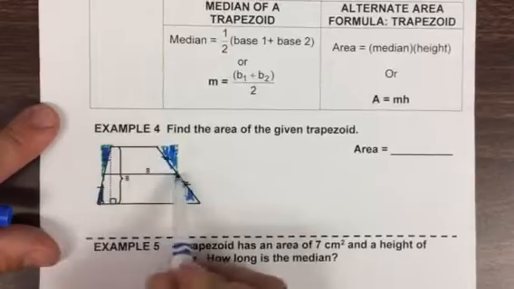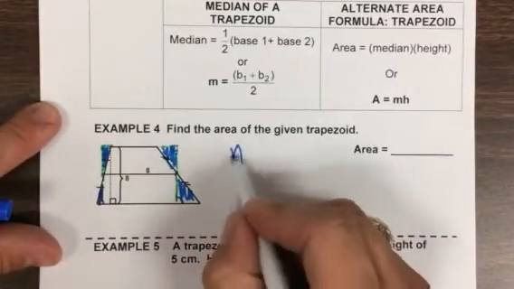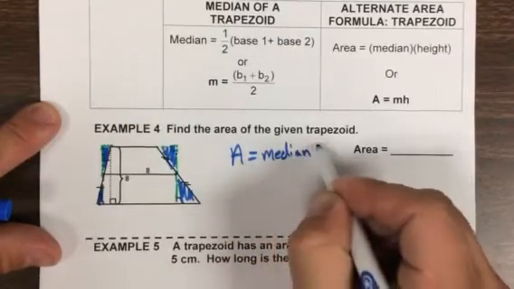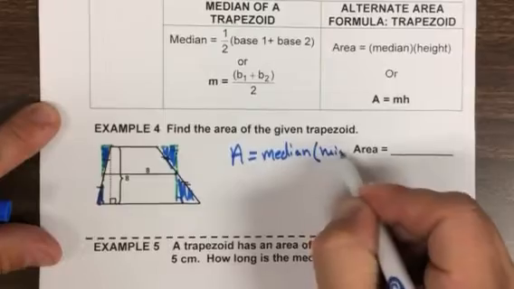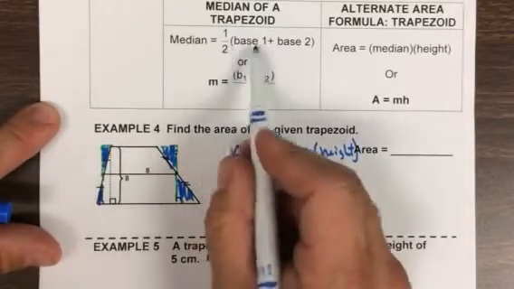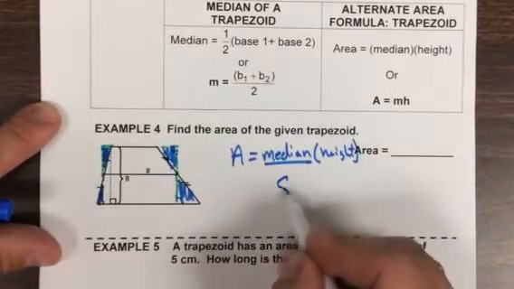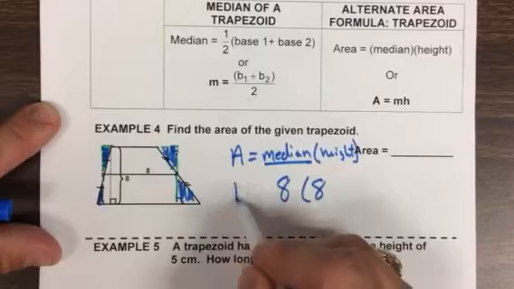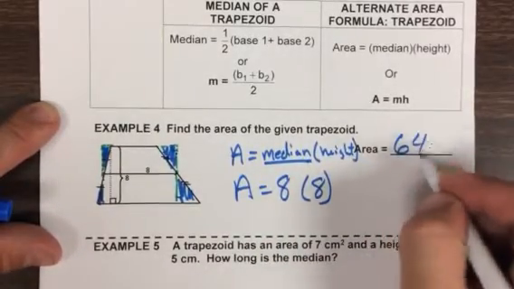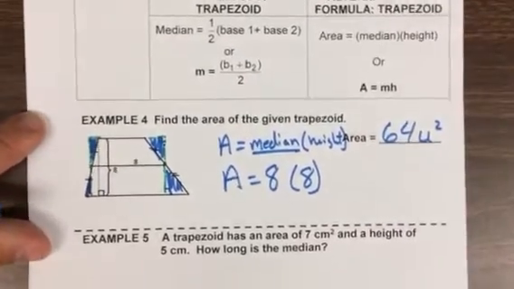So if I have my median and I have my height, I can always say that the area of a trapezoid is the median times the height. Because the median is half of base 1 plus base 2. So median is 8, height is 8. So the area of my trapezoid is 8 times 8, or 64 units squared. Just another way to look at it.